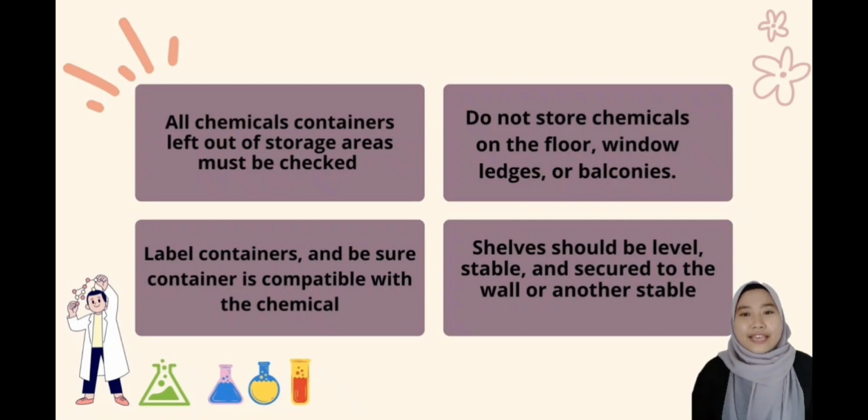All chemical containers left out of storage areas must be checked at the end of each weekday. Unneeded items must be returned to the chemical storeroom. Do not store chemicals on the floor, window ledges or balconies, even for a while, in order to avoid any potential accident. Apart from that, label containers and ensure that they are compatible with the chemical. Shelves should be labeled, stable and secured to the wall or another stable structure.